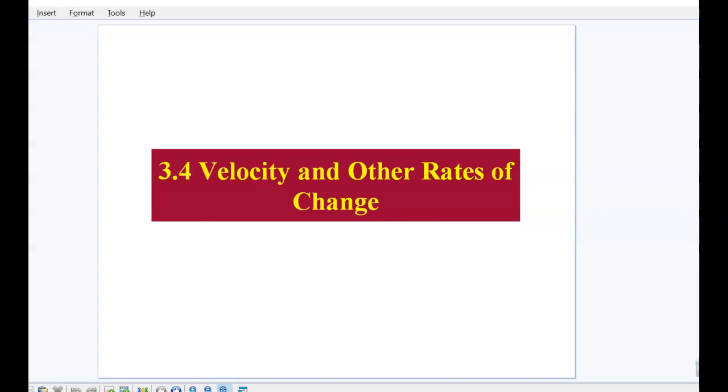In the second part of chapter 4, we're going to be dealing with applications of derivatives. Now, I know the section says 3.4, but it's 3.4 in our textbook, and it's the second part of chapter 4 in our course.